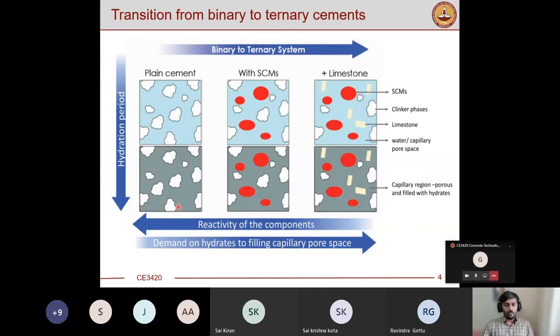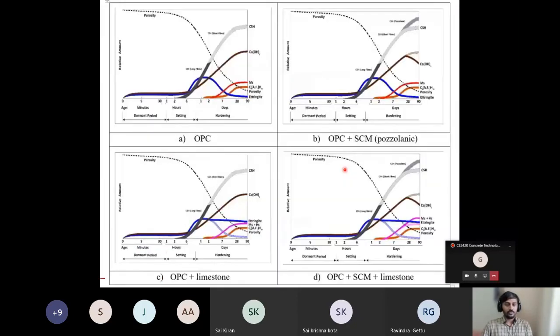So clinker is the most reactive component, and next would be your SCM, and limestone is not generally reactive. Additionally, because of this, the demand to fill the space between the cement particle or the SCM to cement particle also increases, right? So there is more demand, so you need to more effectively fill the space which is filled initially by water with more amount of hydration products.